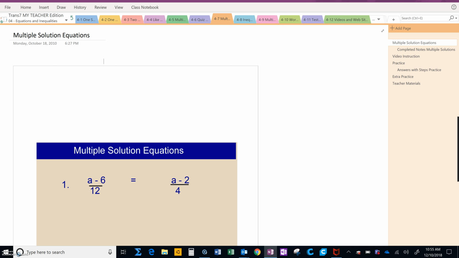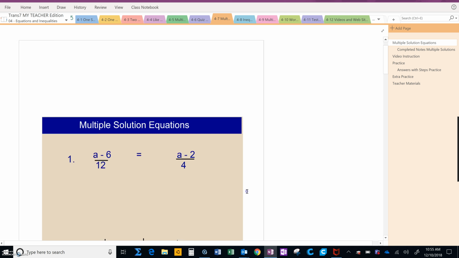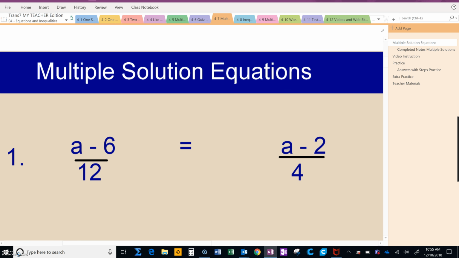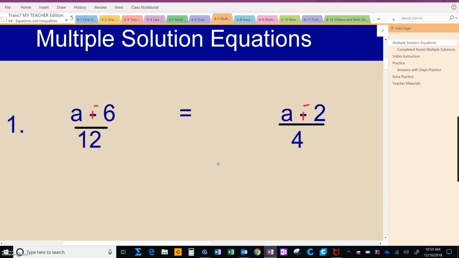So we're going to start today looking at the equation a minus 6 divided by 12 equals a minus 2 divided by 4. So I'm going to change my subtraction to addition to start off, and then I'm going to cross multiply, as that's a nice, easy way to deal with solving a proportion or two equal equations. So when I cross multiply, I'm going to multiply 4 times the numerator of my other fraction, which is a plus negative 6.